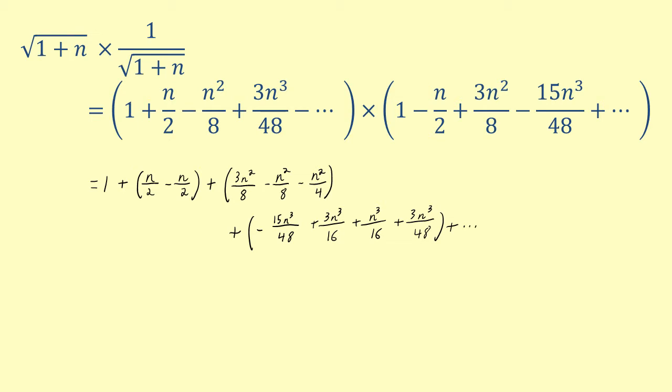We can see here that each of the terms after 1 equals 0, so we are just left with the constant term, 1. Therefore, we have verified that the product of the two series is 1.